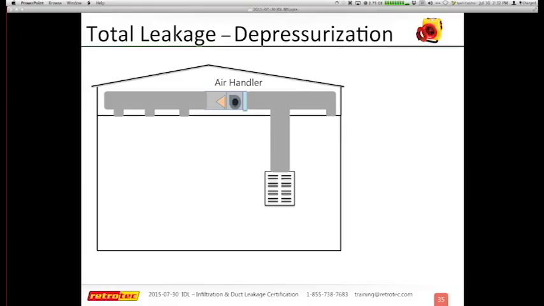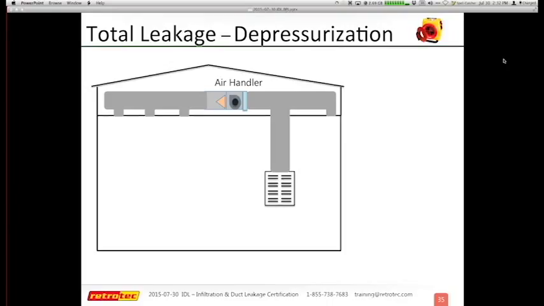All right, I'm going to go through this again. Many people out there, I can tell by your responses, are BPI certified and familiar with this, but I do have some people that aren't really familiar with a total leakage or leakage to outside test. So we're just going to step through. I have my house here. I have the air handler in the attic. I have a couple of supplies and 2 small returns.